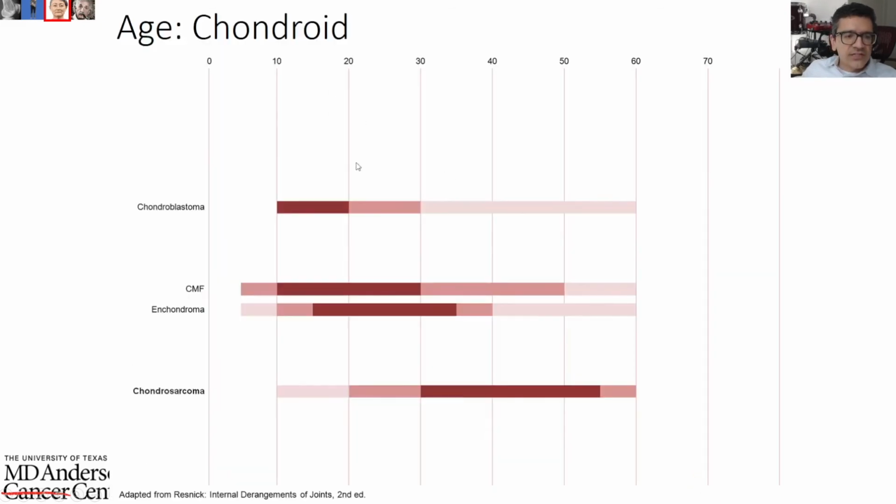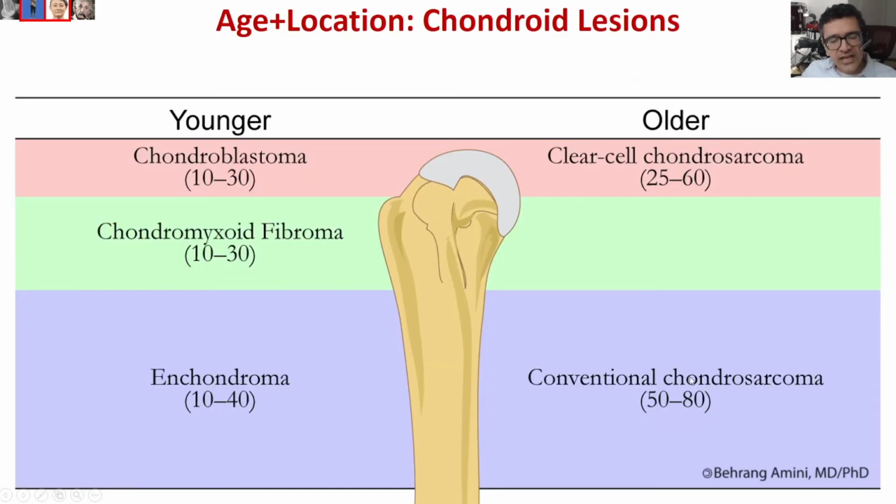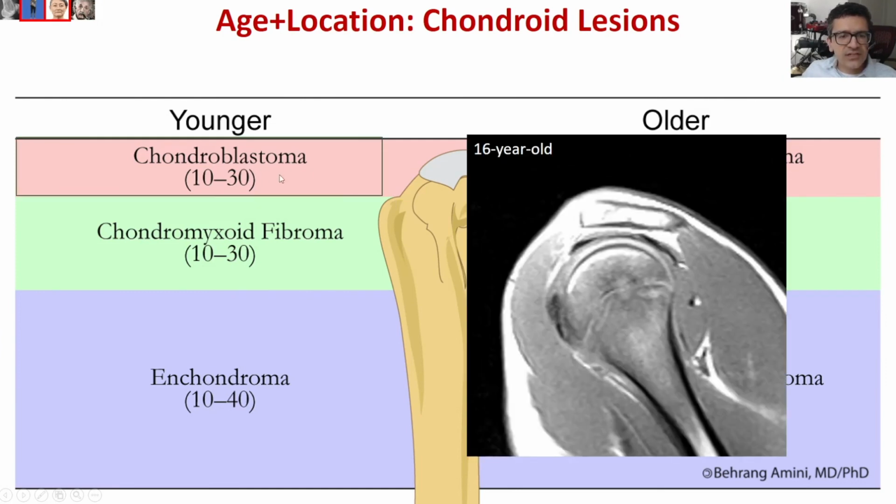If you see a chondroid lesion, again, the age can be helpful. In the younger age group, you think of chondroblastoma. Chondromyxofibroma is a very rare lesion, so it's just here for completion, but don't really put that on your differential. And chondroma in an older age group and chondrosarcoma in the oldest age group. Location and age together can help you with chondroid lesions. If you see an epiphyseal lesion in a young patient, child or young adult, you think of chondroblastoma.